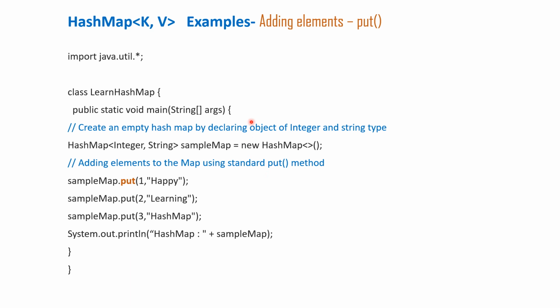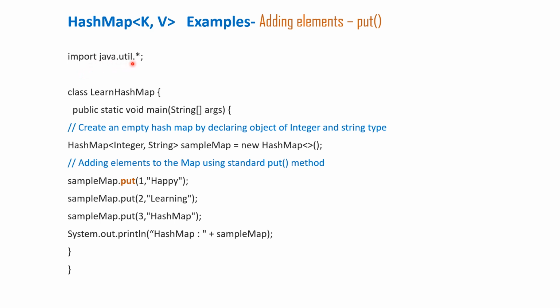We'll see the examples, and the first example is for adding elements. The basic method it provides is the put method. If you want to add any key-value pair, any data, to your HashMap, the default method provided is put. First we have to remember that to add elements, meaning data, into the HashMap, we have to declare the HashMap and also create its object. Let's see how we'll do that.